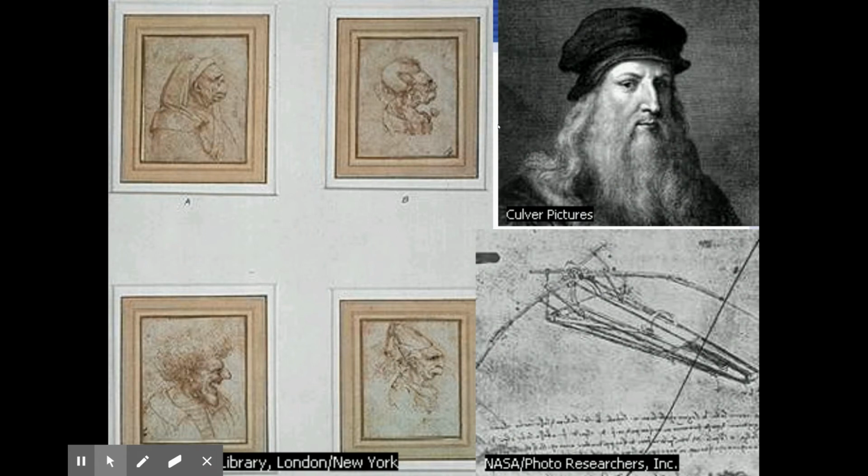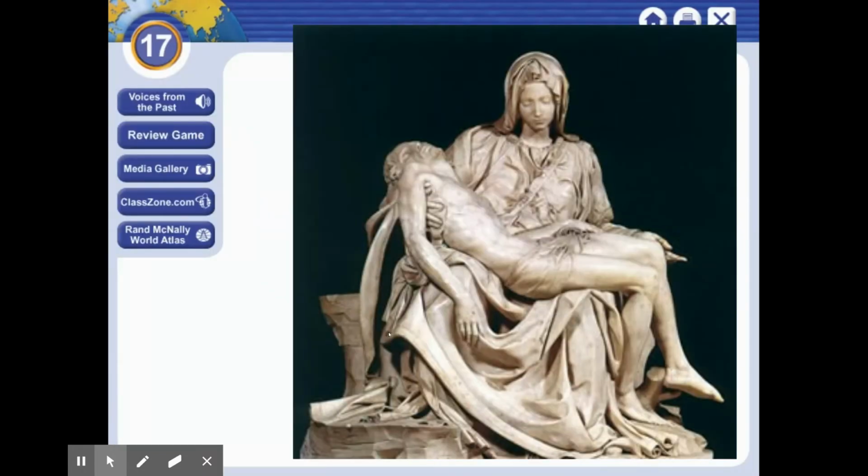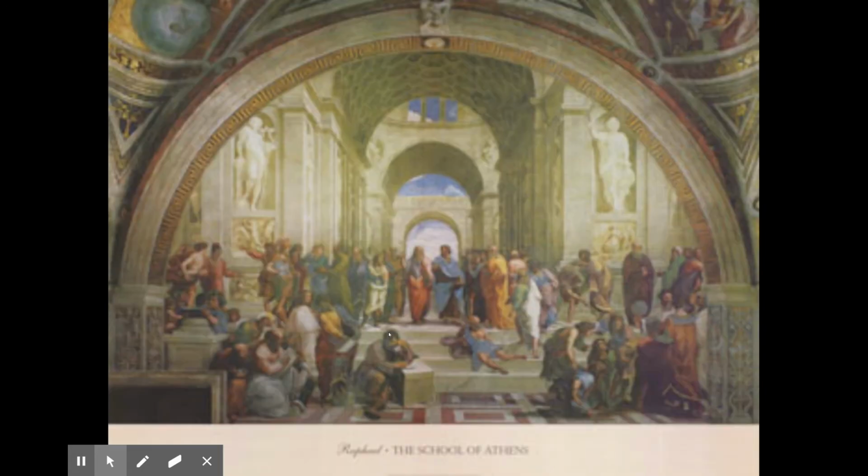We've already looked at details around Leonardo da Vinci's sketchbook. You know that he was responsible for all sorts of inventions and sketches and exploration of the anatomy of man, paying careful attention to science. Okay, and there's the School of Athens, which is where we will leave off.